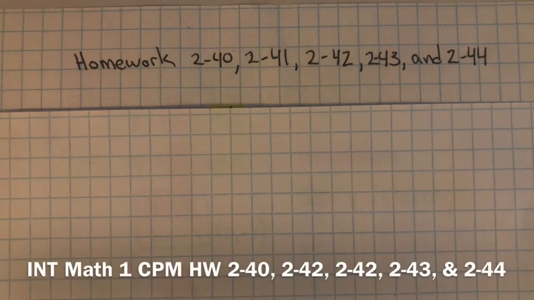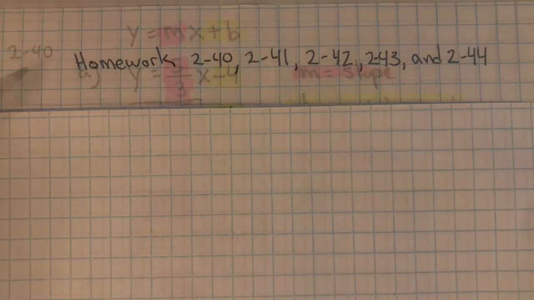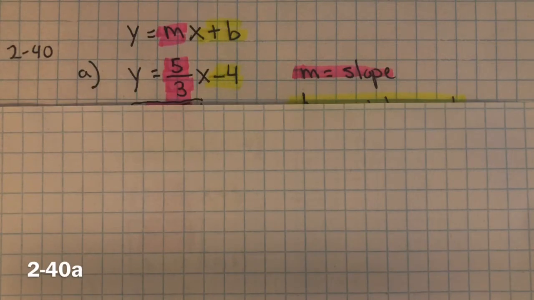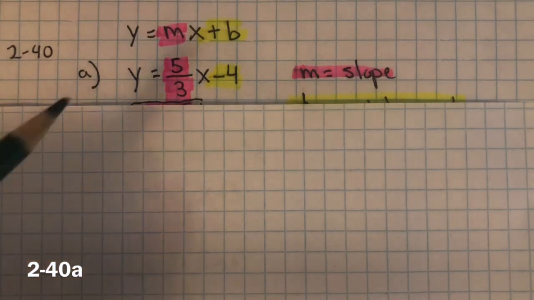This is the homework for 240, 241, 242, 243, and 244. In problem 240, you need to state the slope and the y-intercept for each line.